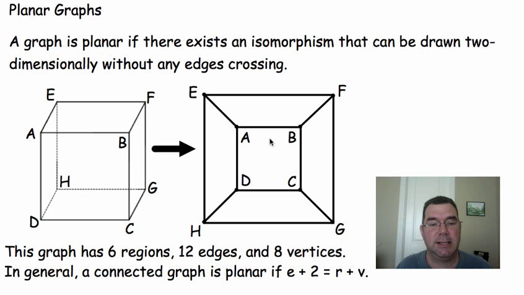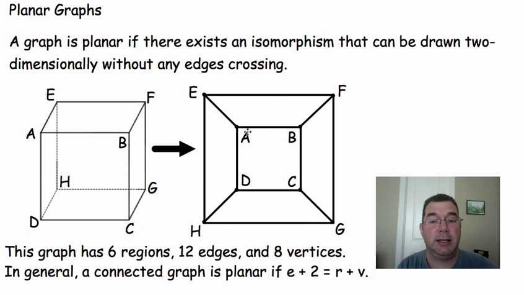So basically, I need to look at what makes a planar graph or a connected graph planar by definition. If you remember from geometry, there was a rule that Euler came up with as far as three-dimensional solids go that says that the number of edges plus 2 has to equal the number of faces plus the number of vertices. That applies here too, but instead of calling them faces, we're calling them regions because we are now talking two-dimensionally.